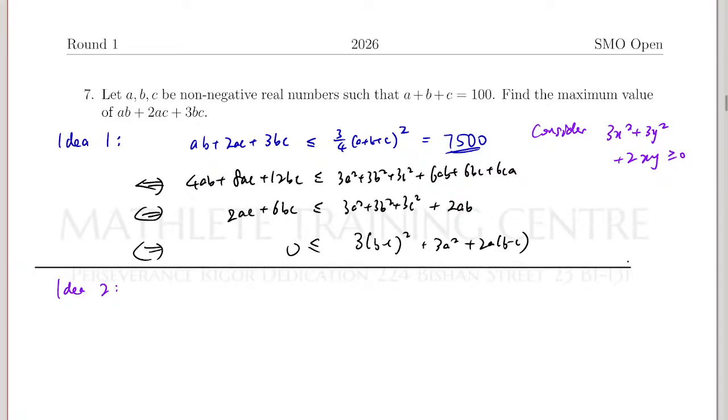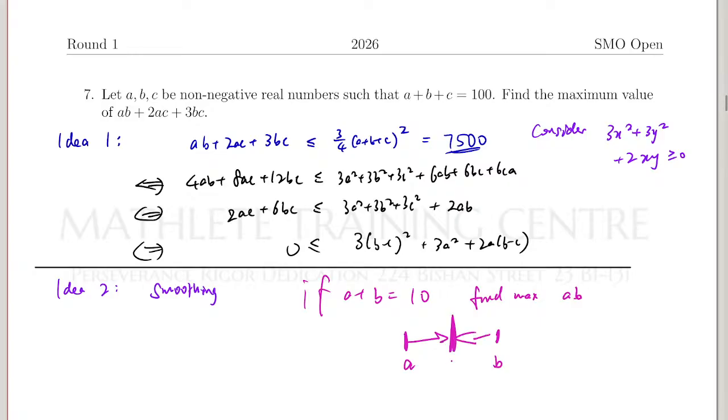Idea number 2 is more of a smoothing type idea. A smoothing idea is the idea of adjusting variables so that the expression behaves a bit nicer. The simplest example: if a plus b equals 10, find the max of a times b. Of course, you can use AM-GM here, but the idea is that if a is at this value and b is at this value, I can bring them both closer to each other, and then the a times b value will increase. Same thing here.